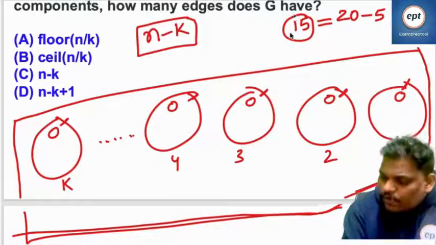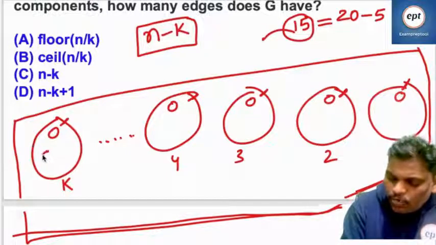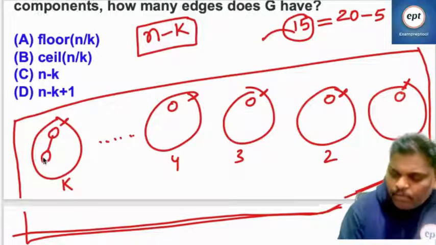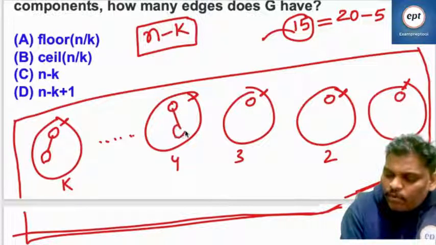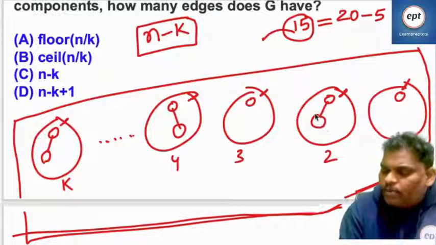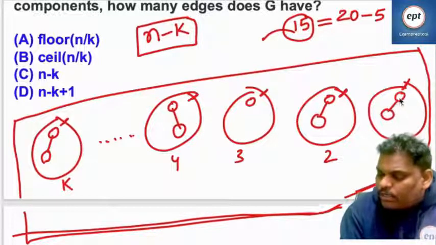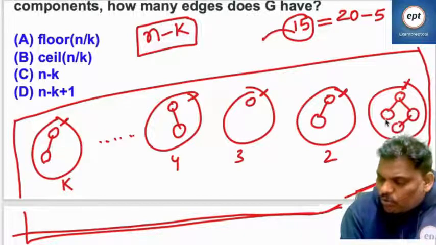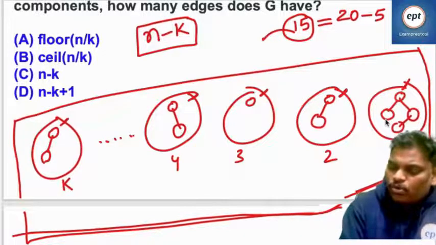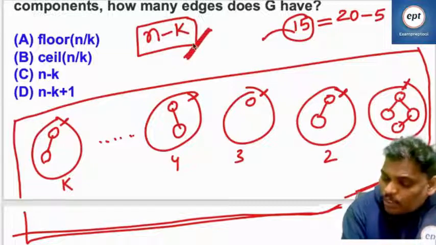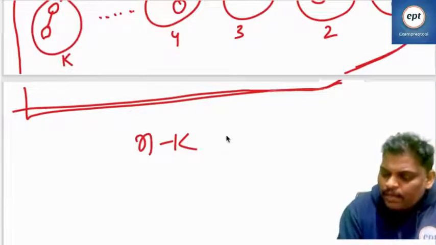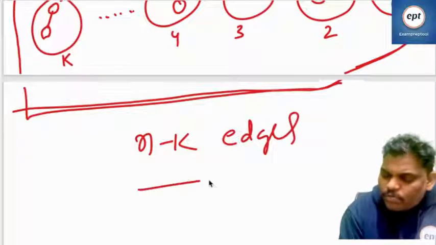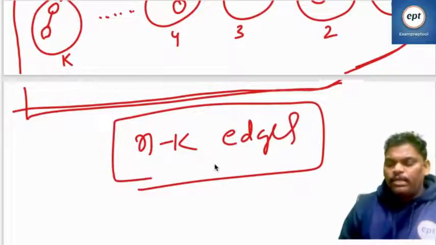Now what you do is, 15 nodes are available. Every node, one edge will come. Suppose if you take one node here, one edge will come, because every component is a tree. If you take one more node here, one more edge will come. One more node, one more edge. So you have n minus k vertices, so n minus k edges will come, because every vertex will give one edge.